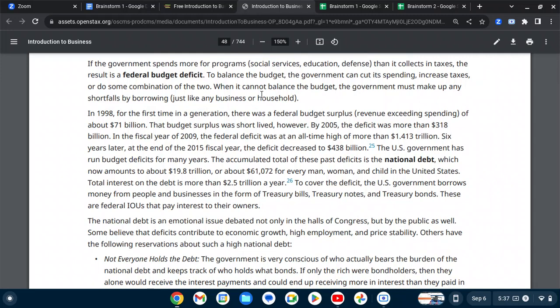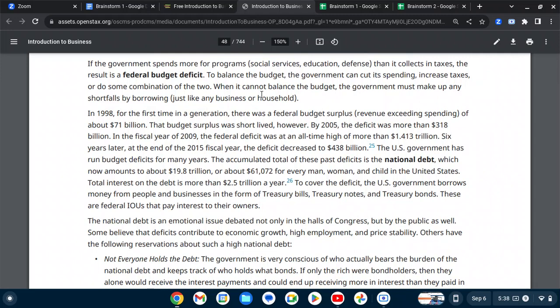Six years later, at the end of 2015, the deficit decreased to $438 billion. The U.S. national government has run budget deficits for many years. The accumulated total of these past deficits is the national debt, which now amounts to about $19.8 trillion, or about $61,000 for every man, woman, and child in the United States. Total interest on the debt is more than $2.5 trillion a year.